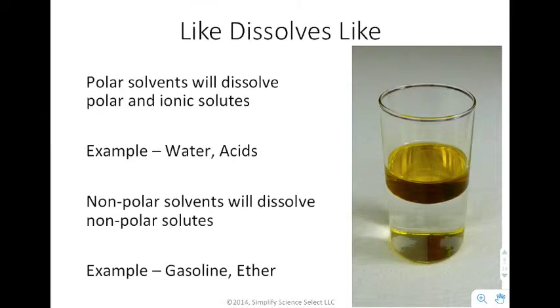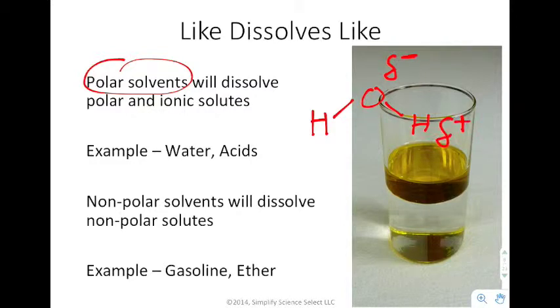Next, we have the idea that like dissolves like. So if you have a polar solvent, it will dissolve a polar or ionic solute. For example, remember when we talk about polar things, you have things like water as an example. The reason why water is polar is because it has a partial negative charge and a partial positive charge. Because of those charges, these are called poles. And because you have these poles, you have the attraction between positives and negatives. That is what allows like substances, like polar solutes, to dissolve in a polar solvent.